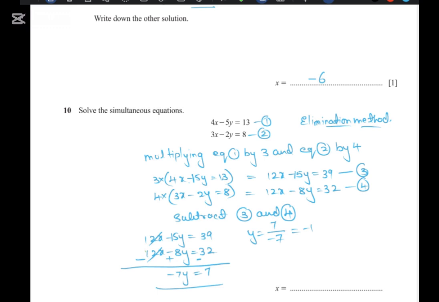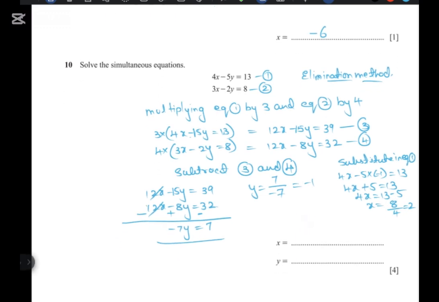Now substitute this in any of the equations. Substitute in equation 1. 4x minus 5 into minus 1 is equal to 13. 4x minus 5 into minus 1 is plus 5, is equal to 13. Then 4x will be 13 minus 5, which is 8, and x is 8 by 4, which is 2. So here we got the values of x as 2 and y as minus 1. That's all.